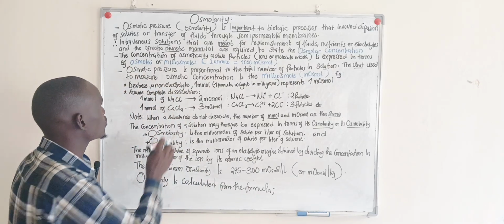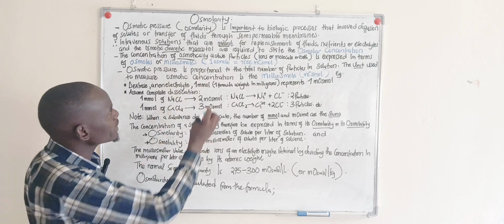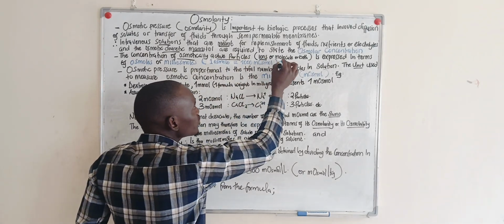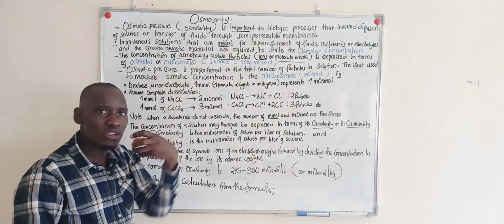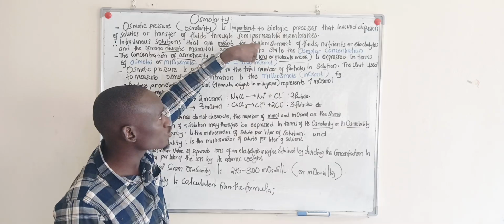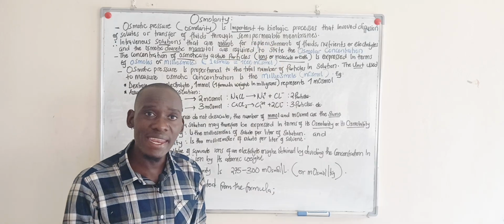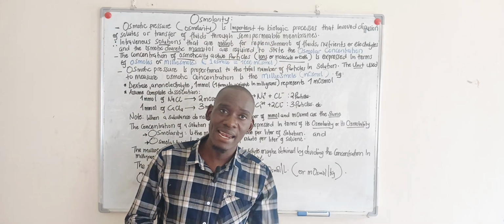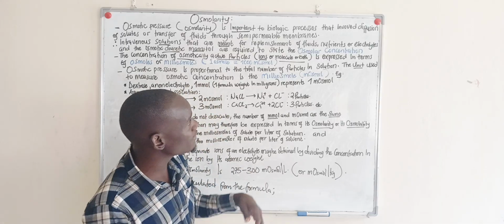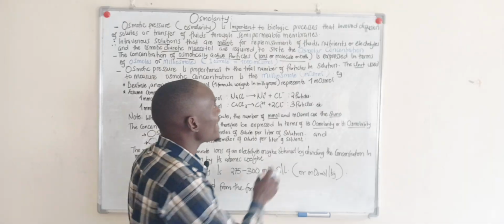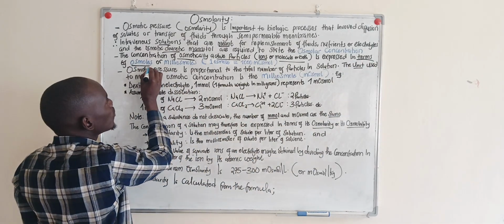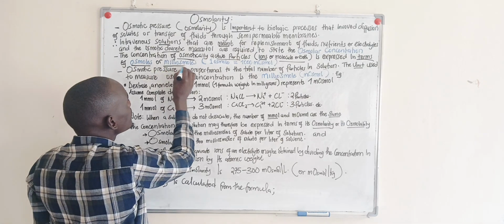Therefore, the concentration of osmotically active particles, which we may call ions or molecules, ions for those substances that dissociate in solution to produce particles, and molecules for non-electrolytes, like the likes of dextrose, boric acid, and so many others, as we covered them in our previous lectures, are expressed in terms of osmol or milliosmoles.